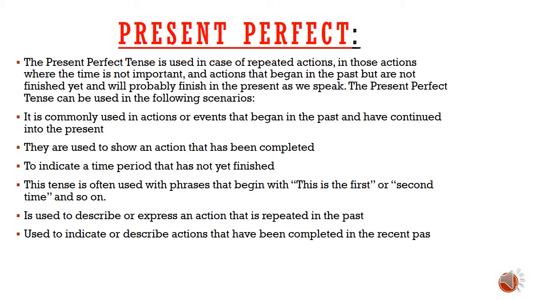Now, it is commonly used in actions or events that began in the past and have continued into the present. It is used also to show an action that has been completed, to indicate a time period that has not yet finished. This tense is often used with phrases that begin with "this is the first" or "second time" and so on. It is used to describe or express an action that is repeated in the past. So when we talk about a repeated action in the past, we use the present perfect. We use the present perfect also to indicate or to describe actions that have been completed in the recent past.